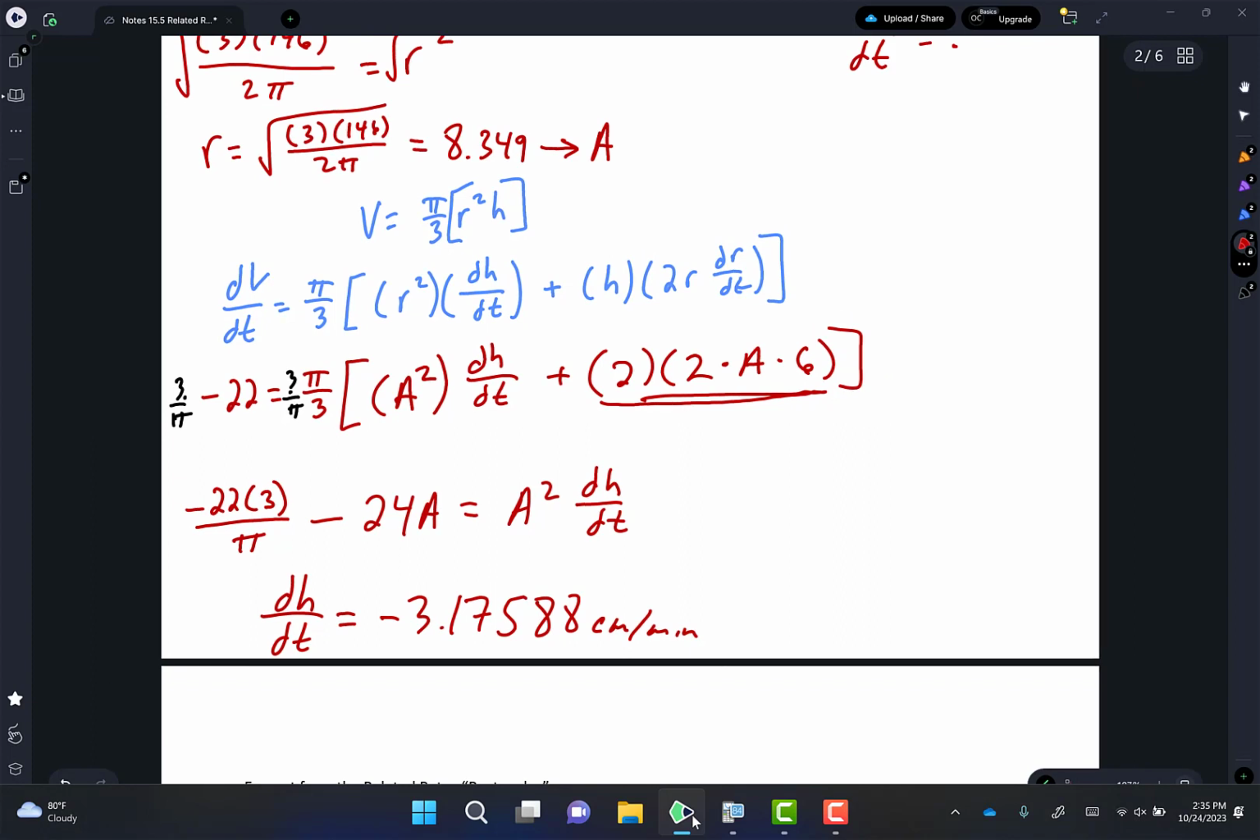I use the minus sign because if you use the negative, then it's going to be like multiplying by negative 24.